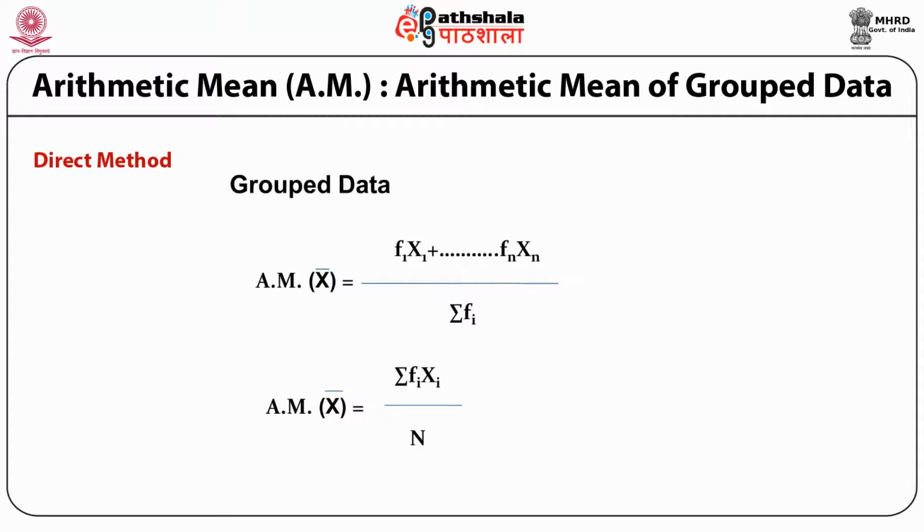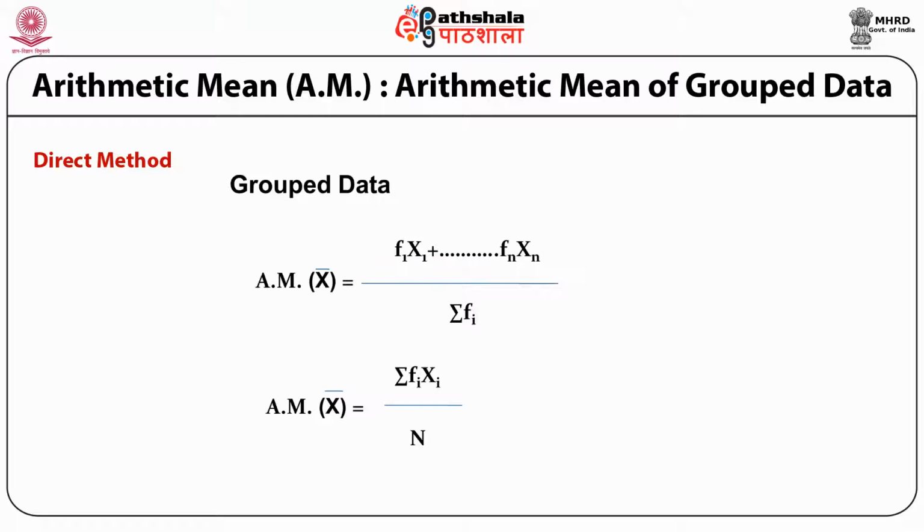Now let's talk about group data. Group data means that we have classes and there are frequencies. Suppose we talk about income of people and the classes are say 0 to 5,000 and there are 10 people. So frequency is 10. 5,000 to 10,000, say there are 8 people. So frequency is 8. So if the data is given in this form, then it is known as group data.